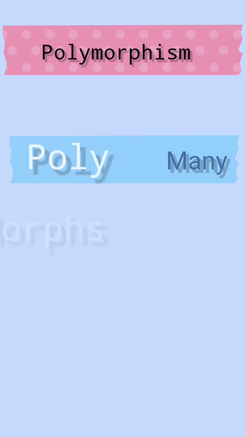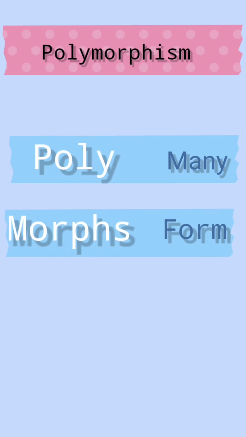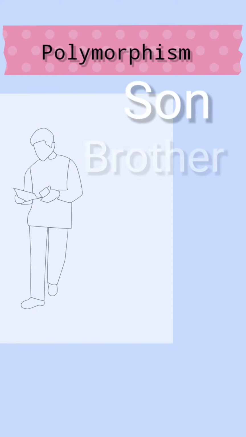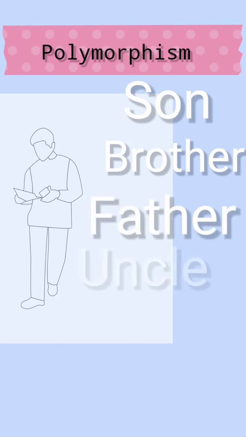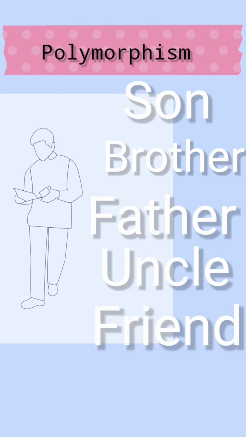Poly means many and morph means form. Polymorphism means many forms, or we can say that something exists in many forms. To better understand this, let us take an example. Here is a man. This same man is a son to his parents, a brother to his brother or sister, a father to his children, an uncle to someone, and a friend to his friends. And some people also treat the same person as their enemy.